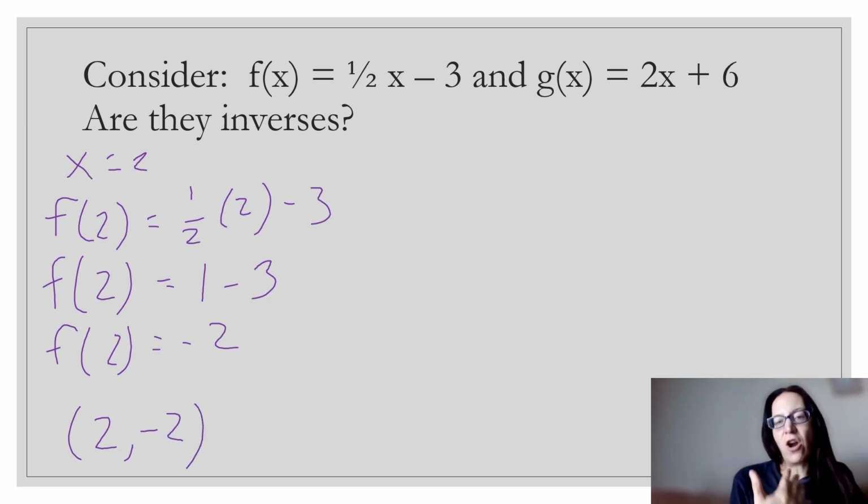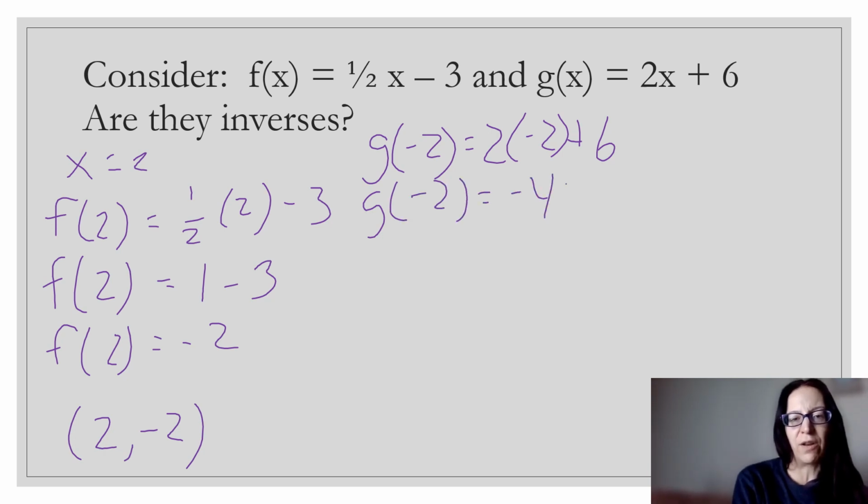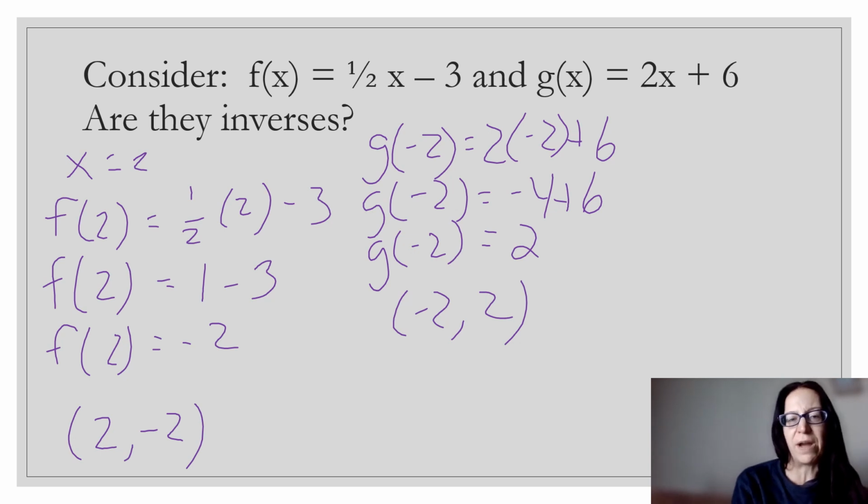So if they are inverses, then if I take that negative 2 and make that the x for the other function, I should get a 2 out. So here we go, we're going to do g of negative 2 and figure this out. 2 times negative 2 is negative 4, and negative 4 plus 6 is 2, and lo and behold, I have the switch on my ordered pairs.